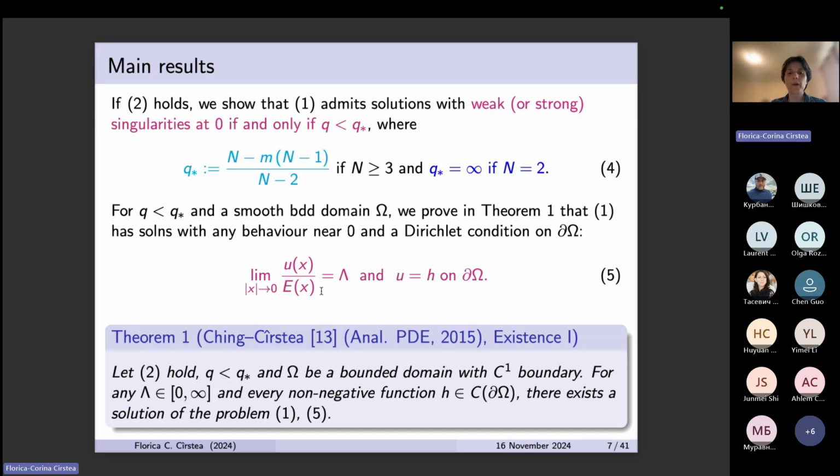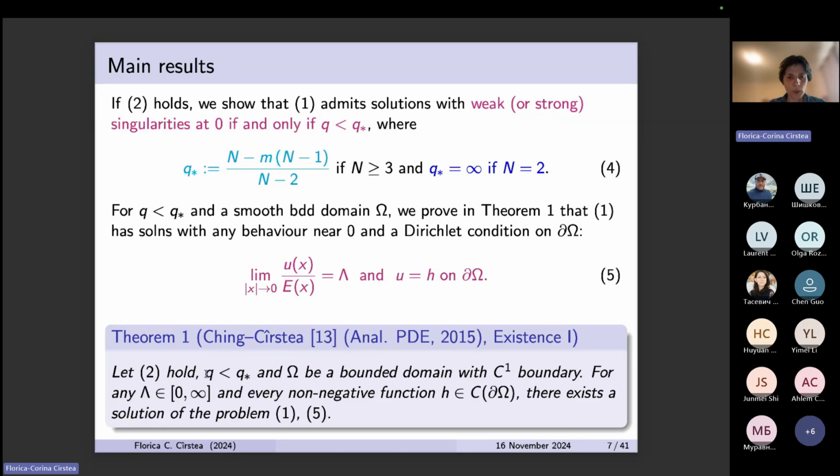So we wanted to confirm whether we have such solutions on a bounded domain, imposing condition (5) near 0, corresponding to all the types of solutions given by the classification, and u equal h on the boundary. So indeed, we confirm this, assuming condition 2, which is just that m plus q is greater than 1, q is greater than or equal to 0, and m is between 1 and 2. That is always assumed from now on.